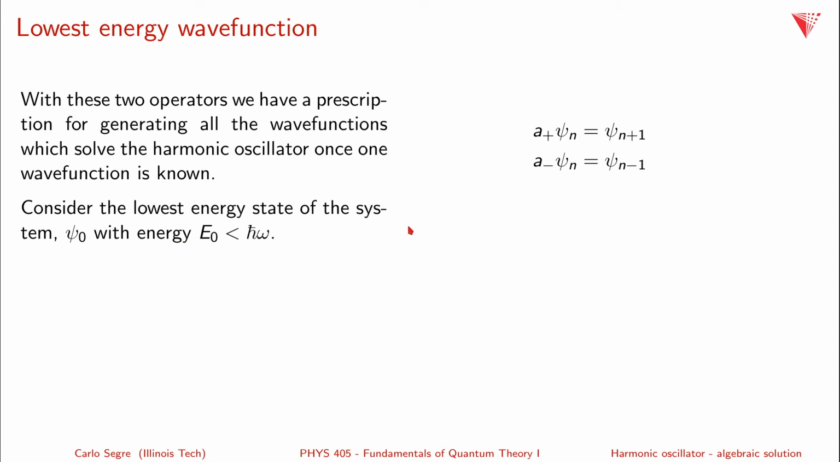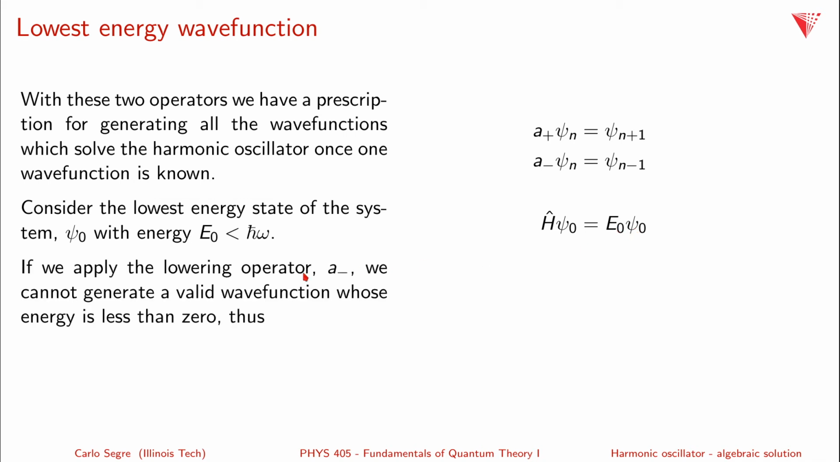If we apply the lowering operator to this state, well, this satisfies the Schrodinger equation. The Hamiltonian applied to psi 0 is equal to E sub 0 psi sub 0. Now, let's apply the lowering operator A minus. If we apply the lowering operator to this function, we can't get anything because there is no lower energy. We can't lower the energy below 0. And so we can't generate a valid wave function whose energy is less than 0. And so that means that when I apply A sub minus to psi 0, I must get 0.